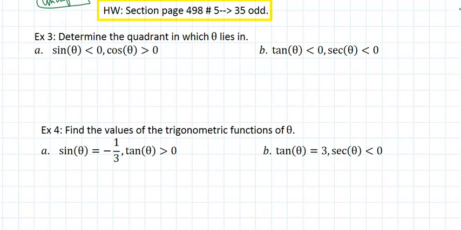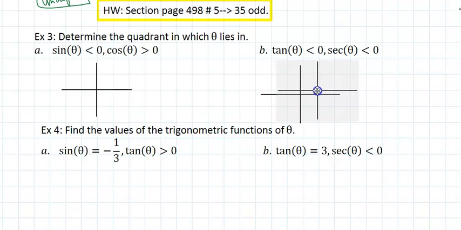Okay, in example 3, we need to determine the quadrant that theta lies in. Actually, that turns out to be a big deal for us. Two things that we need all throughout trigonometry. One, we need to know the value of the trig function. And secondly, we need to know which quadrant we're in. Do remember that all trig functions, only the sign.